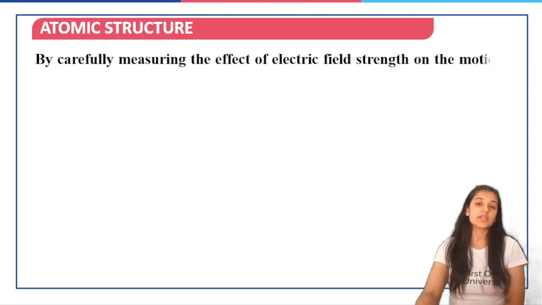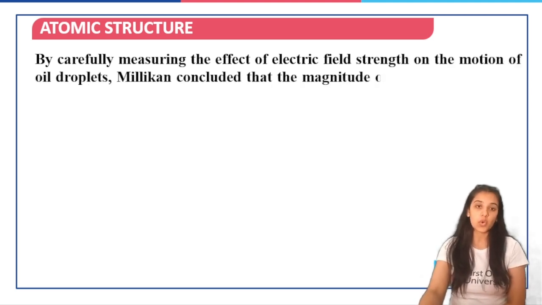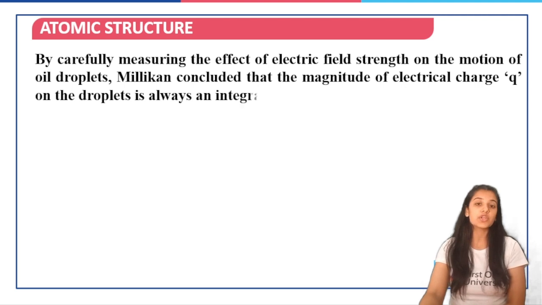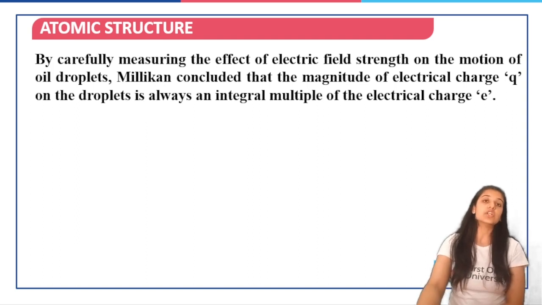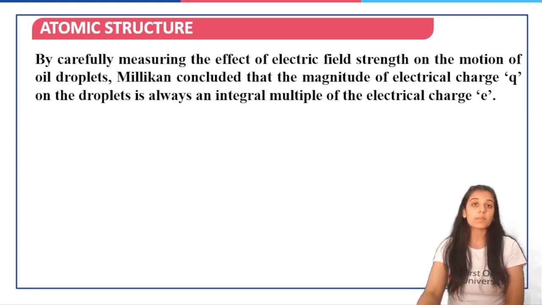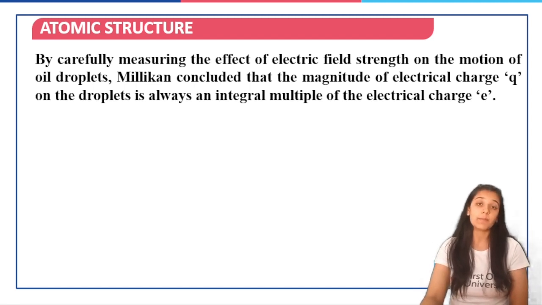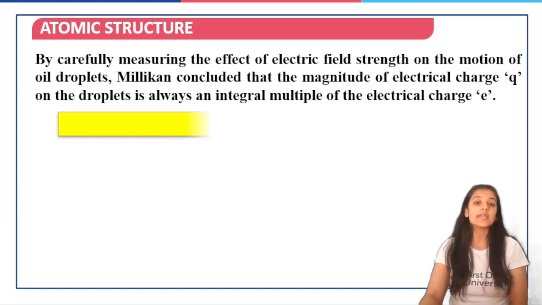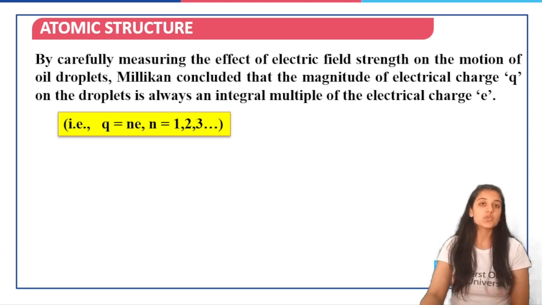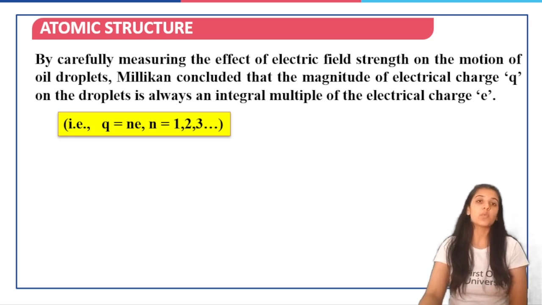Now we carefully measured the effect of electric field strength on the motion of these oil droplets, and then Millikan concluded that the magnitude of electrical charge q that the droplets were containing was always an integral multiple of the electrical charge e, because these oil droplets were made up of atoms, and these atoms had electrons in them. Whatever value of electrical charge on these droplets we got, it was always a multiple of the charge on the electron. That is, q = ne, where n could take any value 1, 2, and so on.